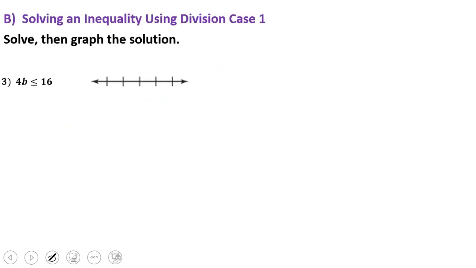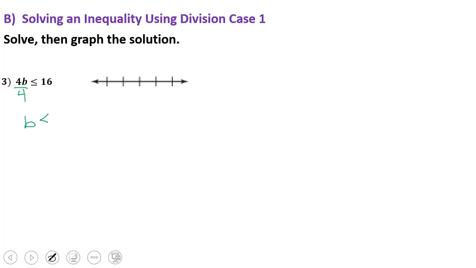Let's go to division. Solving inequality using division. And then, of course, we're going to graph the solution. We have 4b is less than or equal to 16. The inverse operation of multiplying by 4 is to divide by that positive 4. So that leaves me b.